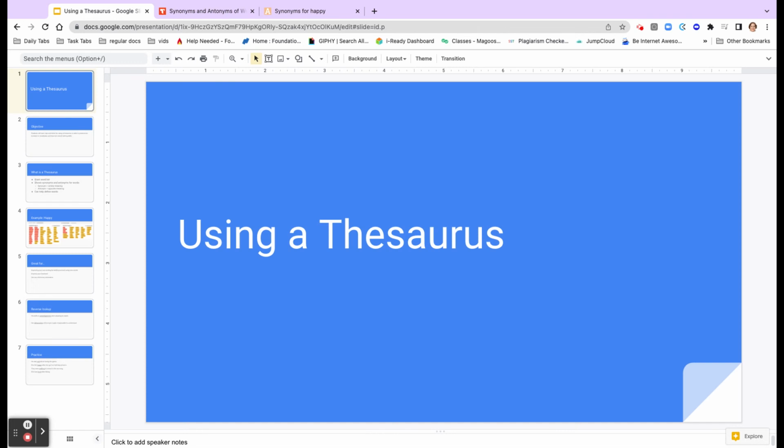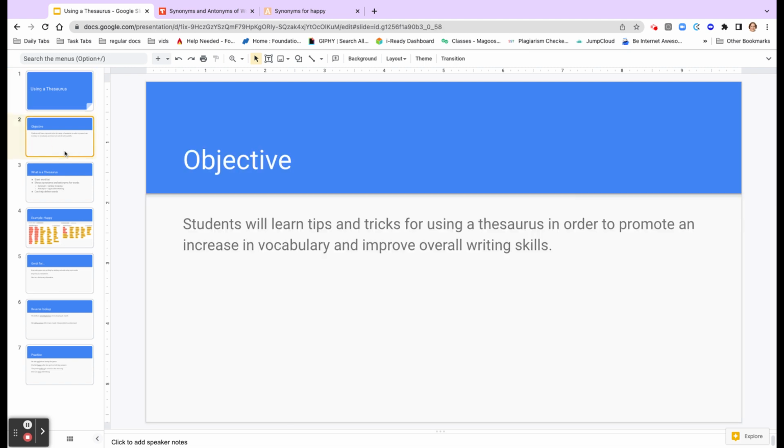Hello. Today we're going to go over using a thesaurus, which may seem like, hey, I know how to do that. This is just kind of silly, but I really do have a point to this. For objectives, I want to teach you some tips and tricks for using a thesaurus in order to promote your vocabulary, but also improve your overall writing skills.